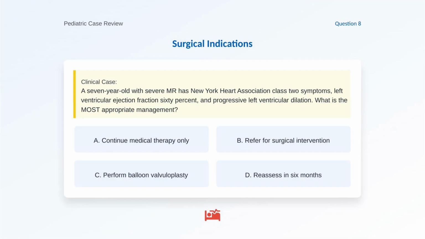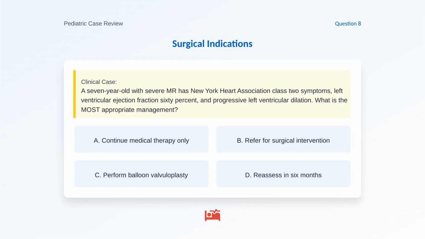Question number 8 focuses on the surgical indications for mitral regurgitation in pediatric patients. The clinical case describes a 7-year-old child with severe mitral regurgitation who has New York Heart Association Class II symptoms, a left ventricular ejection fraction of 60%, and evidence of progressive left ventricular dilation. The question asks for the most appropriate management approach, with the options being A. Continue medical therapy only, B. Refer for surgical intervention, C. Perform balloon valvuloplasty, or D.